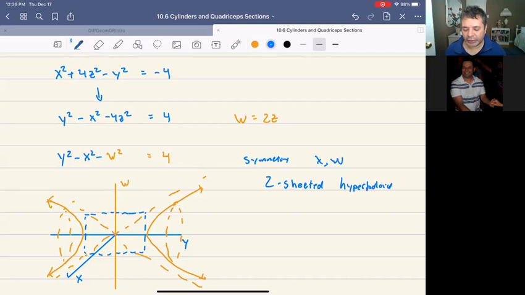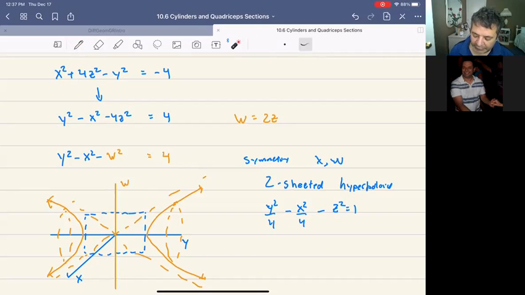If I wanted to do it perfectly correct, I would have to make it go a little bit thinner in this direction, because the actual hyperboloid, remember, is going to be y squared over 4 minus x squared over 4 minus z squared equals 1. So that means the rectangle will be 2 in y and x, but just 1 in z, so it'd be a little more narrow.